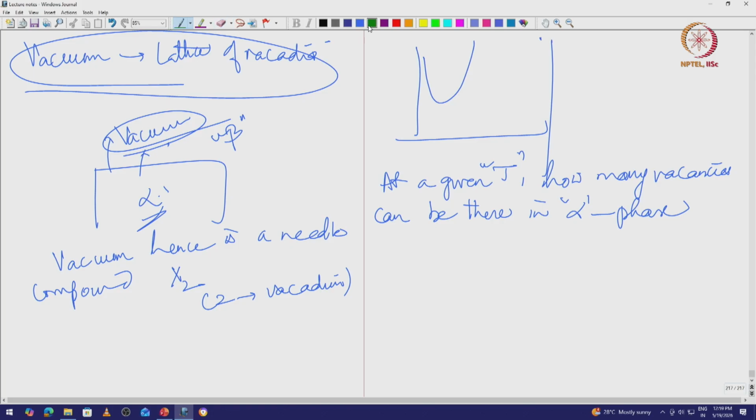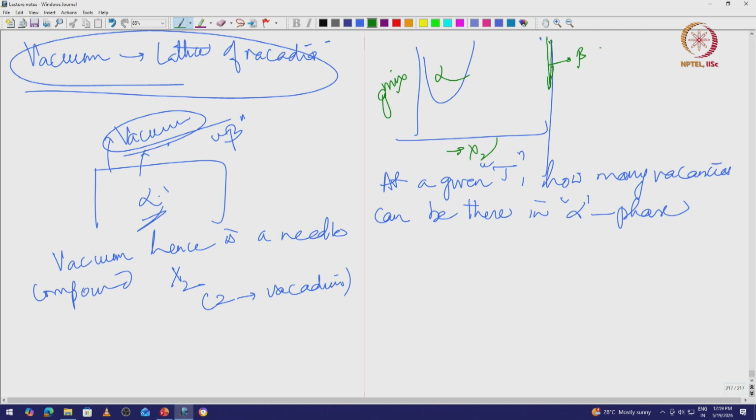So that way, it's almost a needle, I mean it's a needle in the phase diagram, but these G's also look very narrow, right. So this is G mix as a function of X2, okay. So this is alpha, and this is beta, the vacancy rich phase, okay.